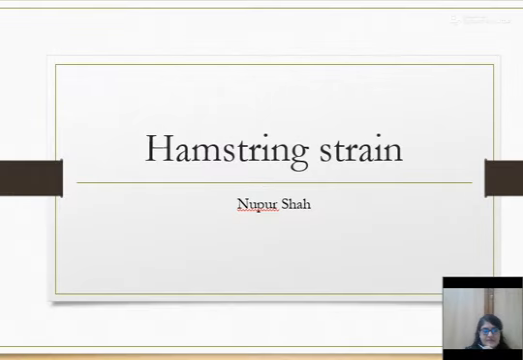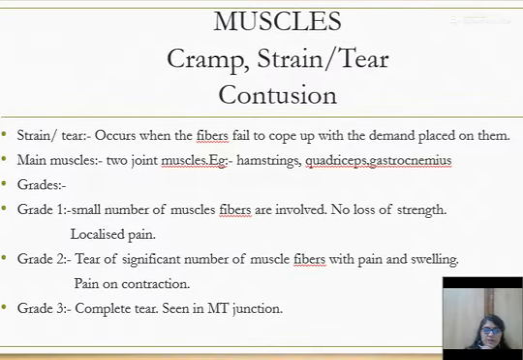So coming on to the same thing again. When does a muscle strain occur? It occurs when the fibers fail to cope with the demand placed on them. The main muscles which are injured are the hamstrings, quadriceps and the gastrocnemius, that is the calf muscles, because they are the two joint muscles.